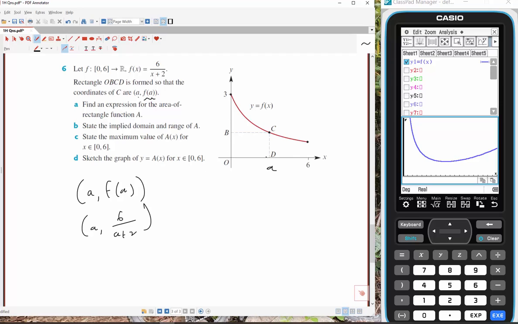Now to get the area, it's going to be this value here by this value here. So the area, I'm going to call it A of a, equals a times the y value here, which is 6 over a plus 2, which is 6a over a plus 2.